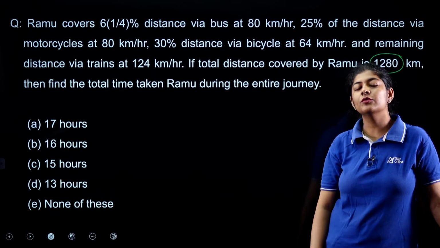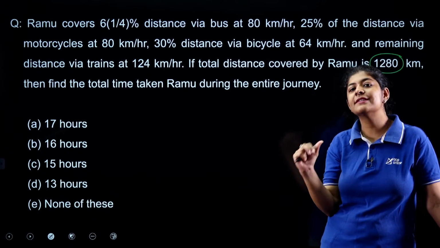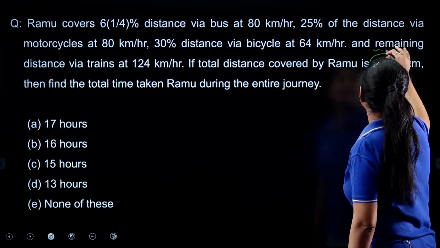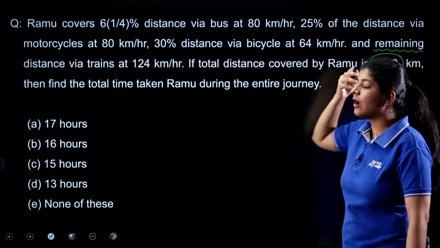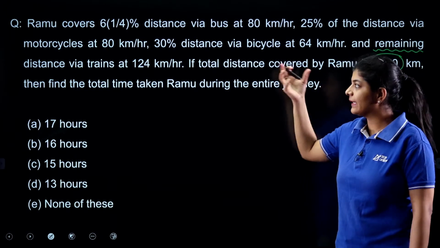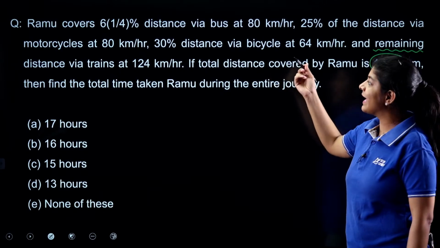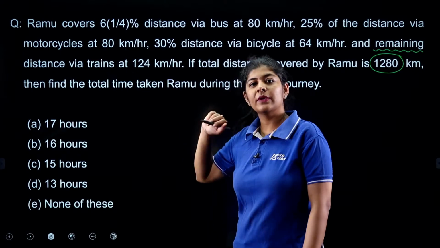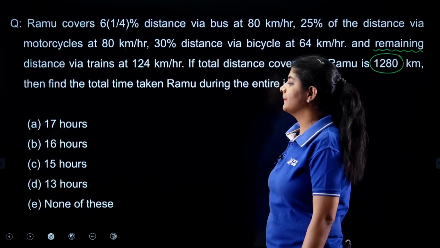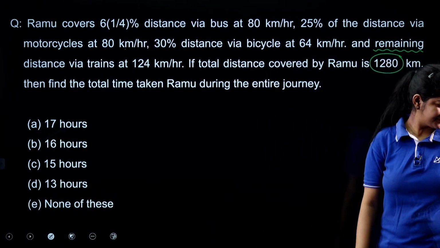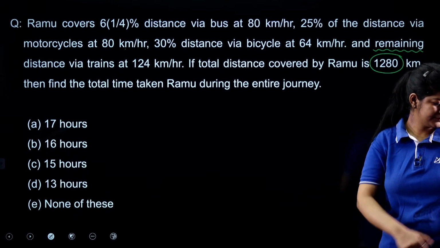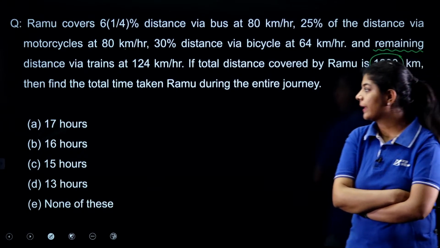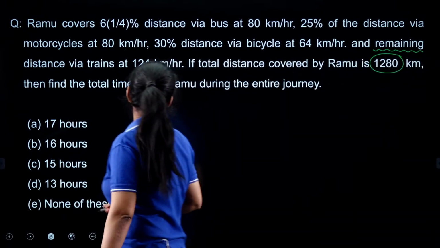First, what we have to do is simply calculate the distance, as the remaining distance is given. So first we need to find out how much distance was covered by the train, and afterwards, as we have the distance and the speed, we can easily calculate the time. Okay, let's start calculating it.